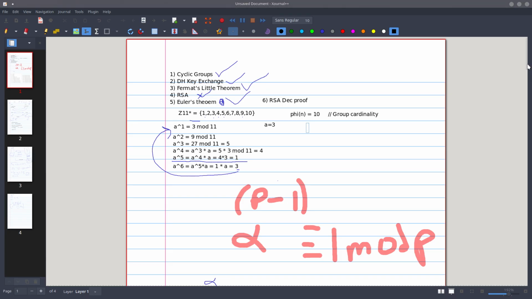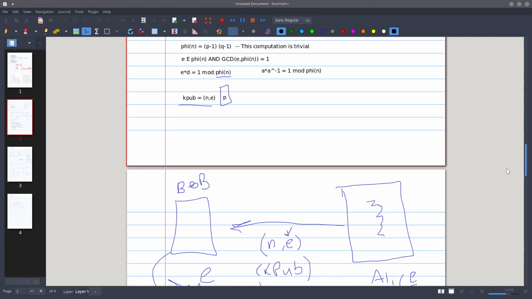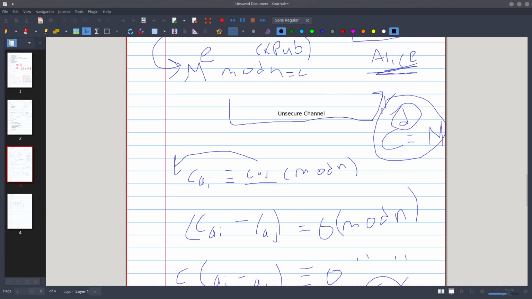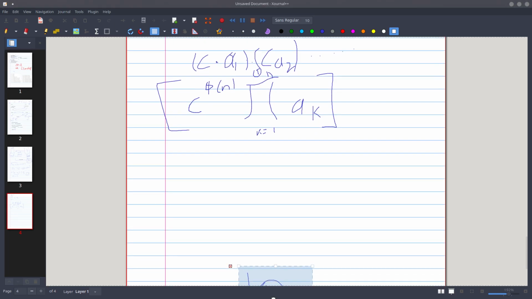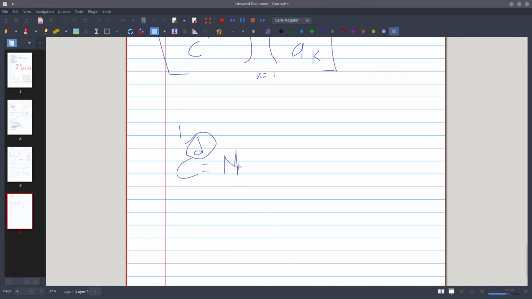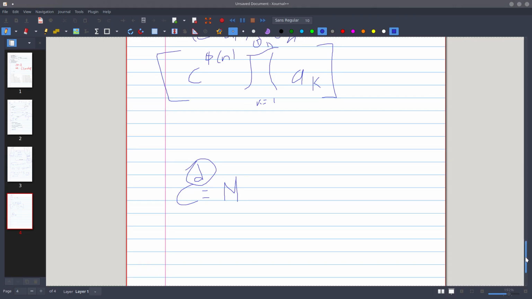Okay, and so what we're trying to prove then is, where is it? I don't know if I can copy this out from here. Copy and paste, yeah, we can do that. So we'll put this here. Okay, so we're trying to prove that C raised to some exponent d is going to give you the message m. That's a strange thing to prove, I guess, but okay, let's do it.